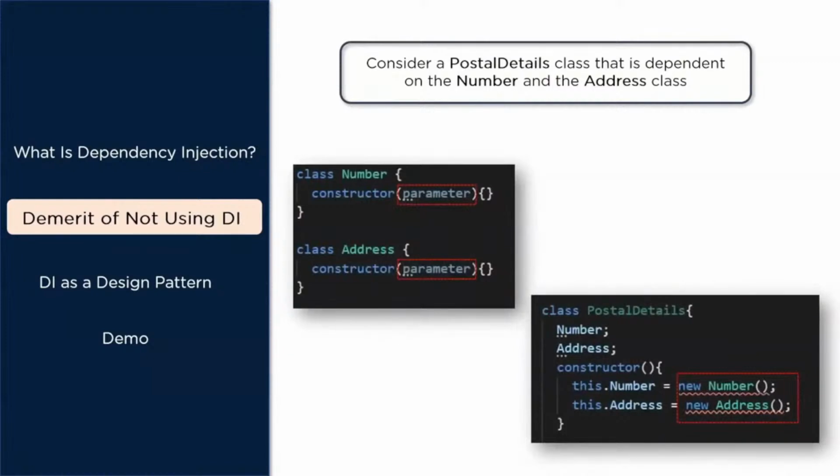Now, to overcome this, we need to pass a parameter to the Number constructor. This applies to Address as well. The first drawback of using this traditional method is that the code is not very flexible. Any time the dependencies change, the PostalDetails class needs to be changed as well. And the second drawback is that the code is not suitable for testing. Once you instantiate the new PostalDetails class, you get the same Number and Address. Even if you change the Number and Address classes every time, what if these classes are in turn dependent on other classes? Then it's going to be a chain reaction. So to overcome this, we make use of dependency injection.